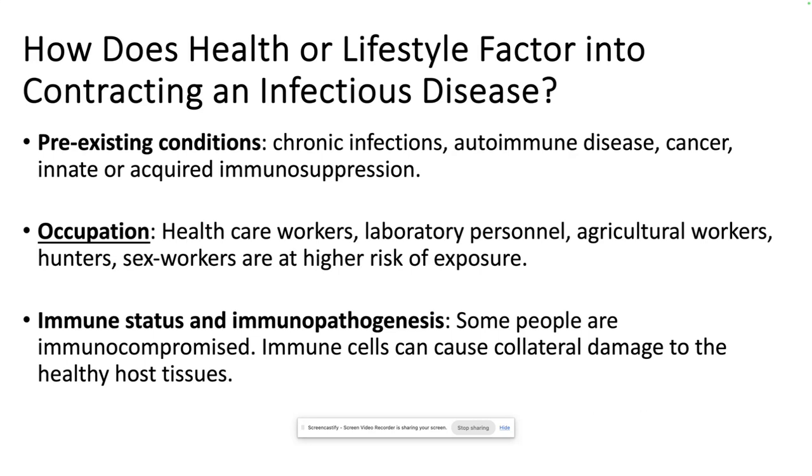Okay, so other factors that can lead to you getting an infectious disease are pre-existing conditions. Okay, do you have an autoimmune disease like lupus or type 1 diabetes? Do you have a chronic infection? Do you have cancer? Do you have a suppressed immune system? Do you have innate or acquired immunosuppression? Okay, pre-existing conditions, sometimes like heart disease, will help pave the way for those microbes to infect you and give you the disease.